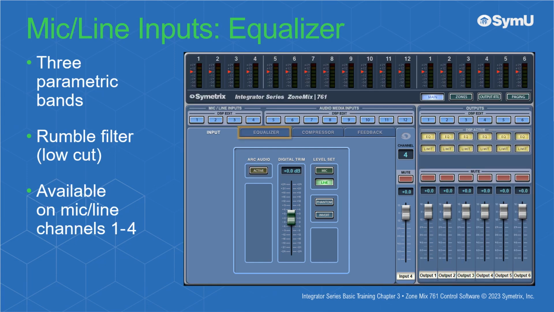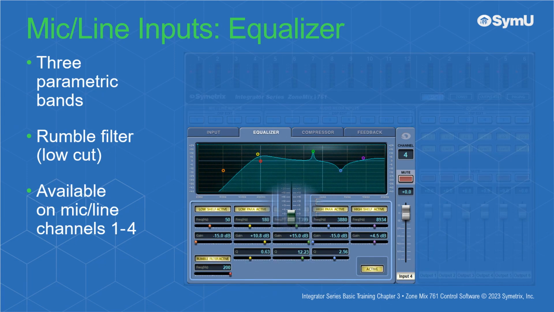The equalizer consists of 3 parametric bands sandwiched between a low and high shelf. Additionally, a rumble or low-cut filter is also provided. The equalizer is available on mic line channels 1 through 4.